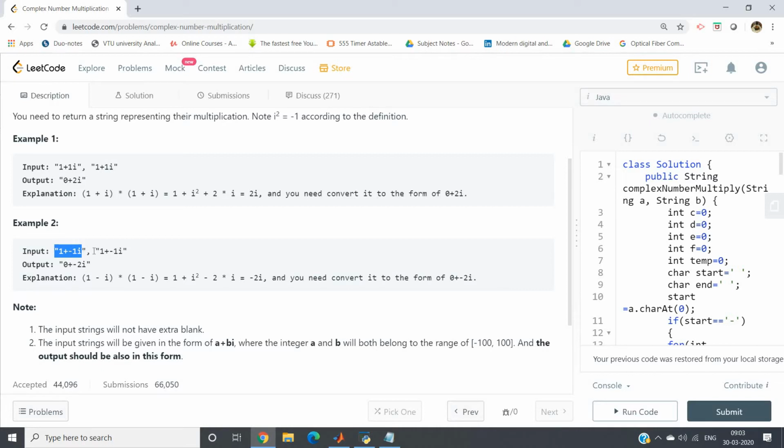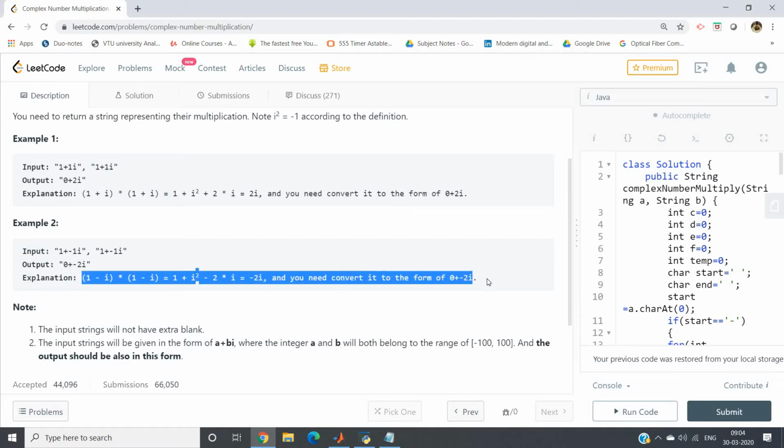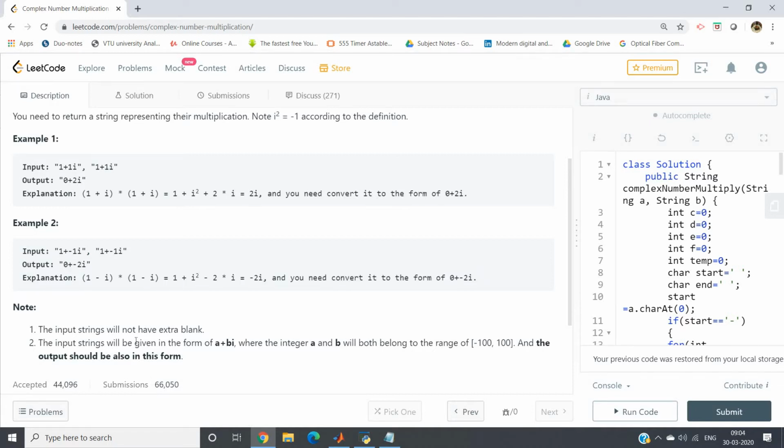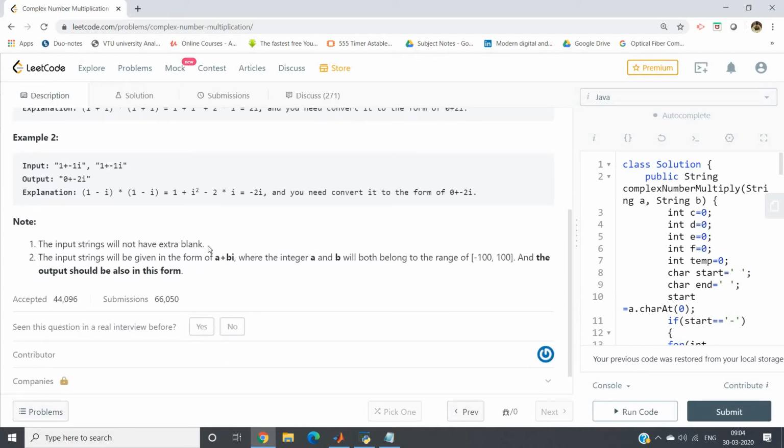That is, along with plus, we can give minus. Directly, we cannot give. Another one, suppose 1 plus minus 1i, the same. Output should be 0 plus minus 2i. Why? Same explanation, you can simply compute and check. The condition is given that the input string will not have extra blanks. The input string will be given in the format of a plus bi, where a and b will both belong to the range minus 100 to 100, and the output should also be in the form a plus bi. That means if b is negative, you cannot write directly a minus bi. You have to write a plus of minus b i, like that.